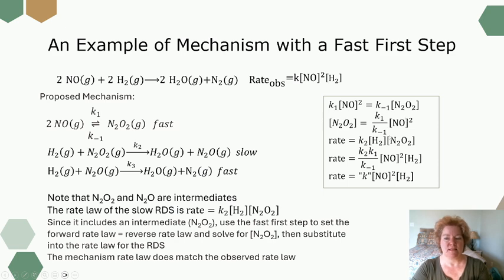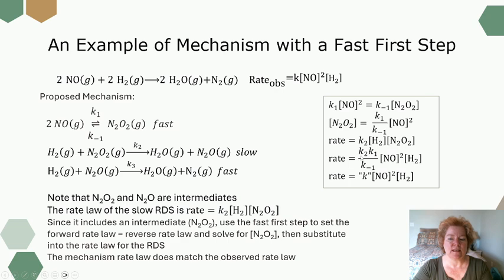Now I plug this back into my rate determining step, k2 times H2 times N2O2. I plug the N2O2 in here and rearrange, and I get k2 times k1 over k negative 1, so all the ks are together, times H2 times NO squared. The H2 is on the other side, but I just reordered them. And so what I see is that the rate is some k.